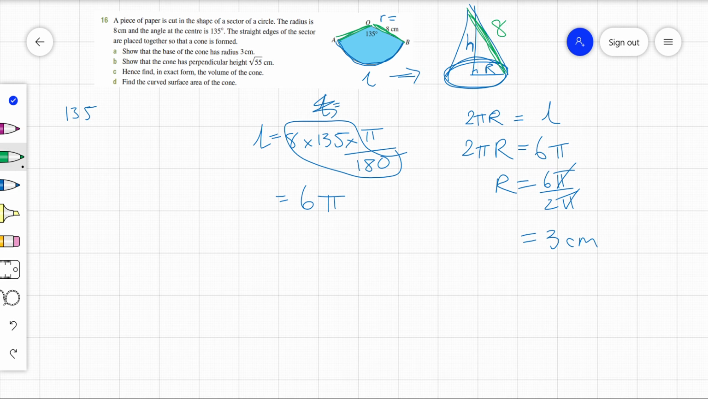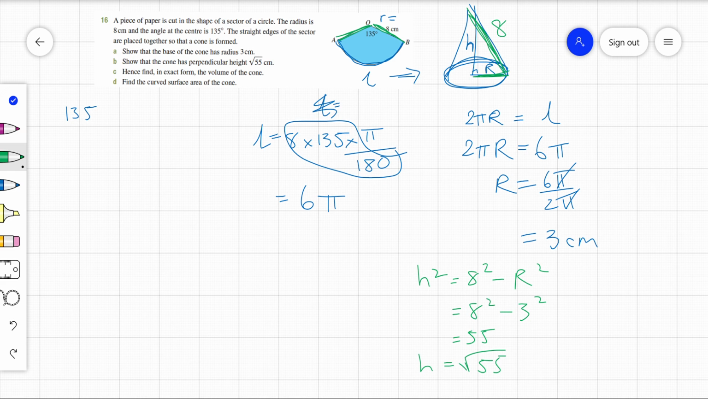So we've got the slant length and the R value. So we can use Pythag here on a right angle triangle. If I'm looking for H squared, I'm going to take 8 squared, take away the R squared. So remember R is 3. So we've got 64 minus 9 for our H squared, which is 55. So our perpendicular height will be the square root of 55. Okay, so we've got that.